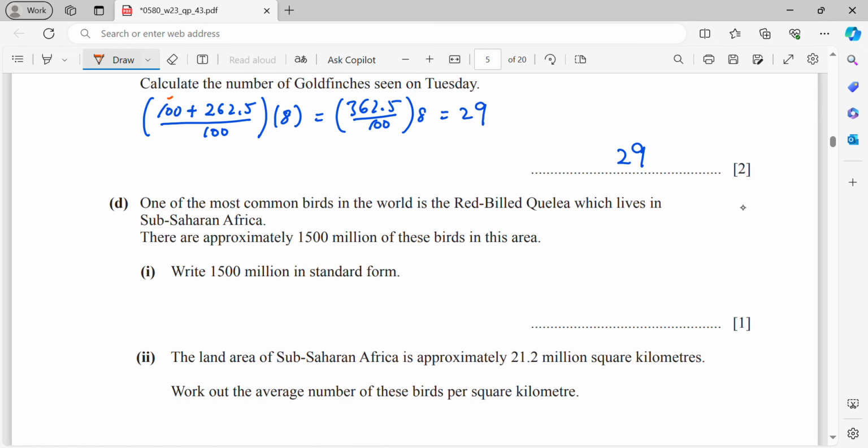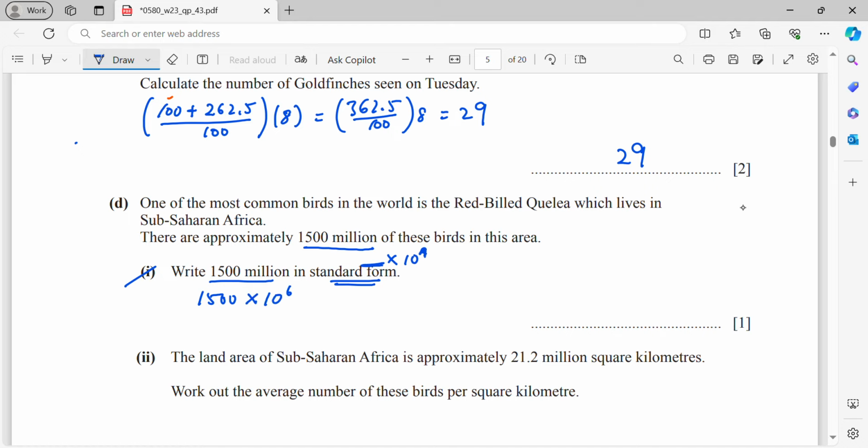Right, now D. One of the most common birds in the world is the red-billed quelea, which lives in sub-Saharan Africa. There are approximately 1,500 million of these birds in this area. Now, first part, write 1,500 million in standard form. So standard form means you have to write in this form: a number times 10 power n. So now 1,500 million, we know that it is 10 power 6.